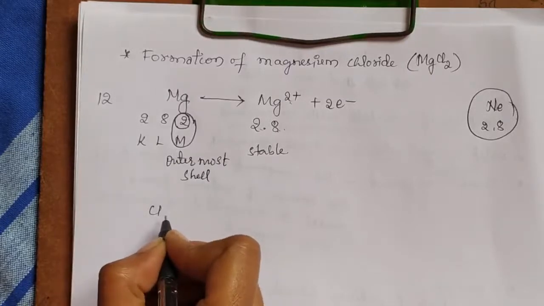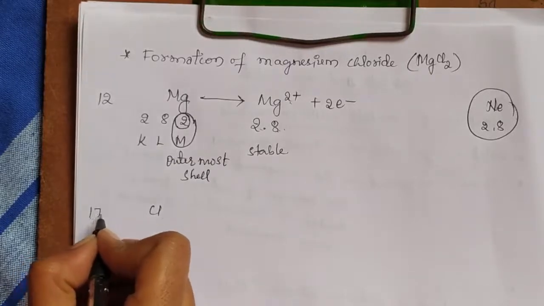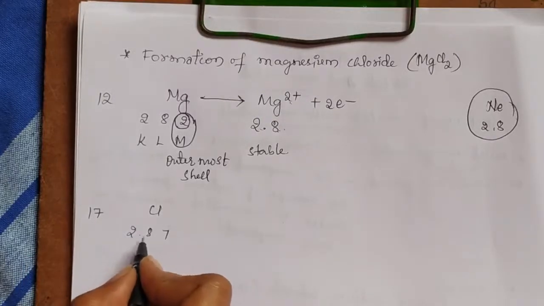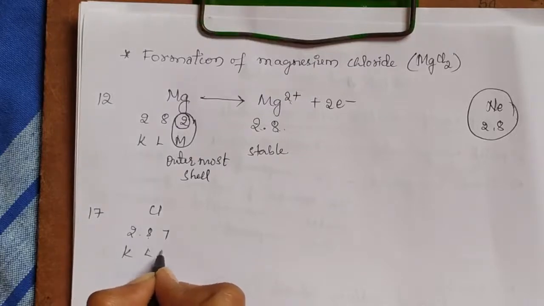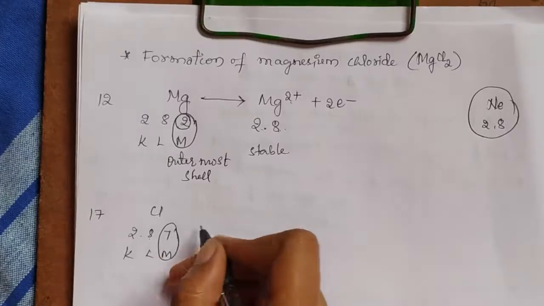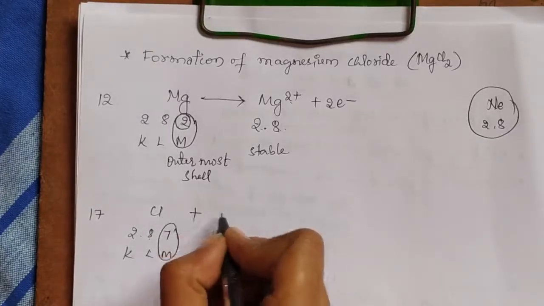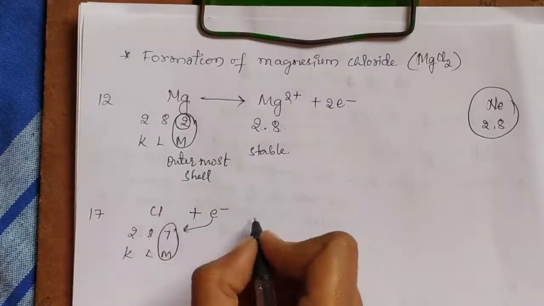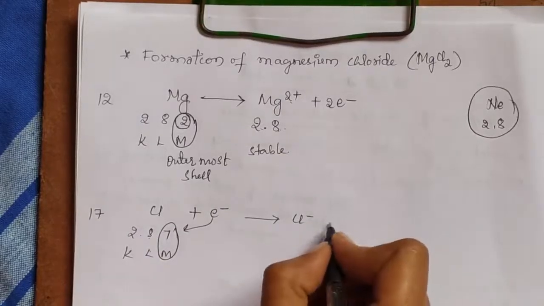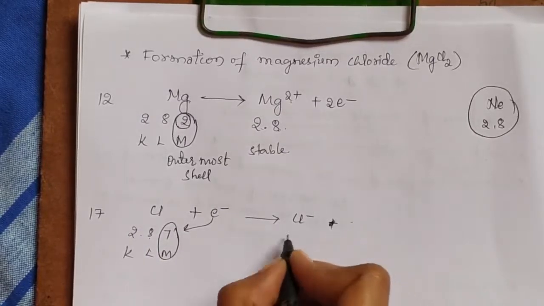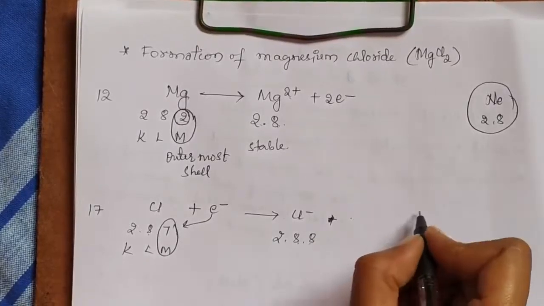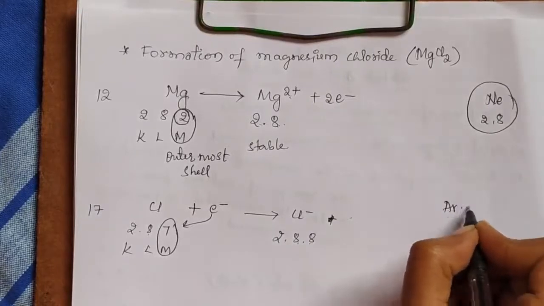And chlorine, its atomic number is 17 and electrons are distributed like this. Okay, 2, 8, 7. K, L, M. M is the outermost shell. In the outermost shell 7 electrons are present. Okay, and this chlorine gains 1 electron, because on gaining this electron this chlorine becomes chloride ion, and its electronic configuration becomes 2, 8, 8. It is the electronic configuration of argon.